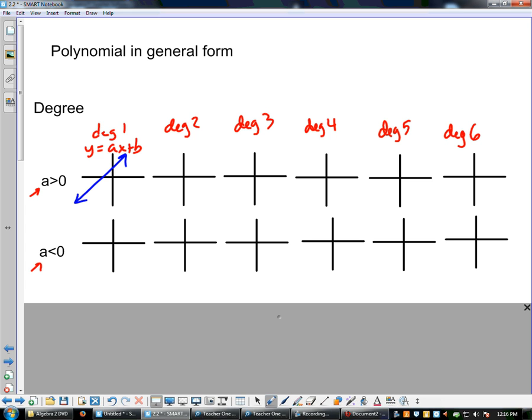Okay. And then what if the leading coefficient was negative? Starts high, ends low. So it looks something like this. A linear function, but with a slope that's negative. So it's going to be a falling line.